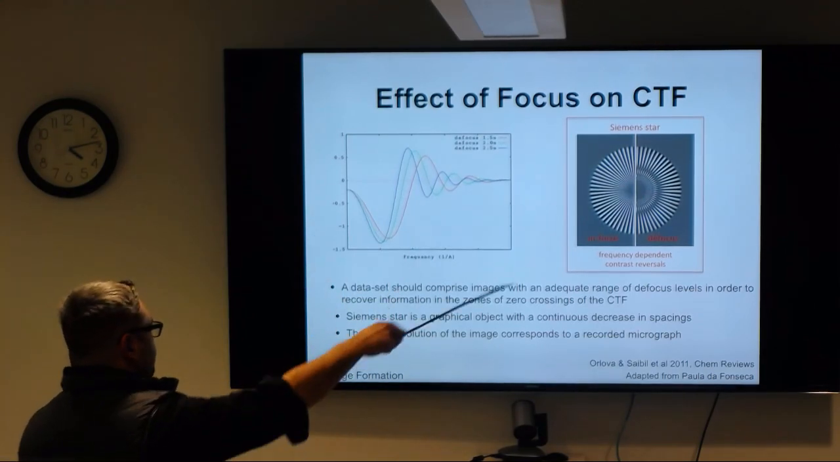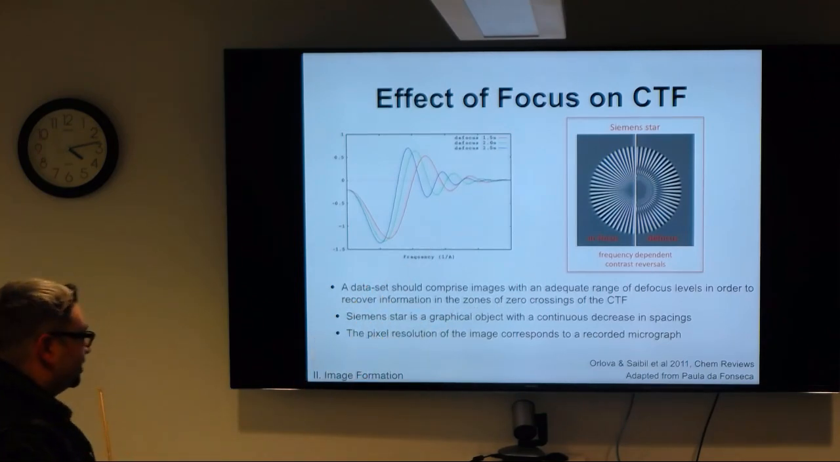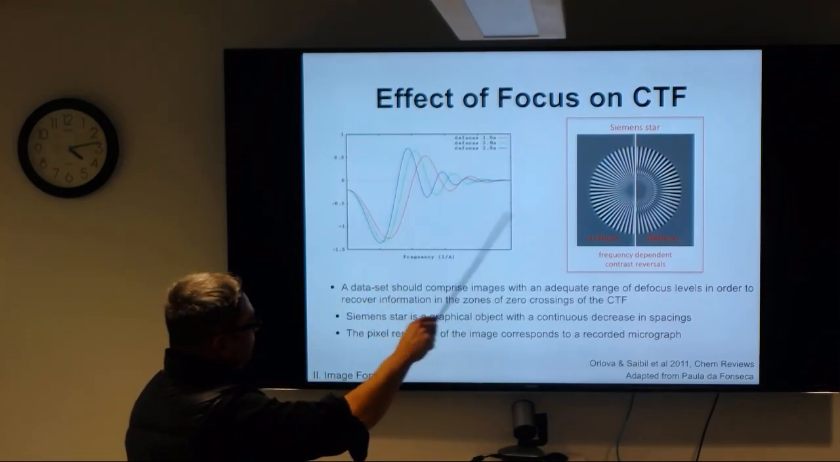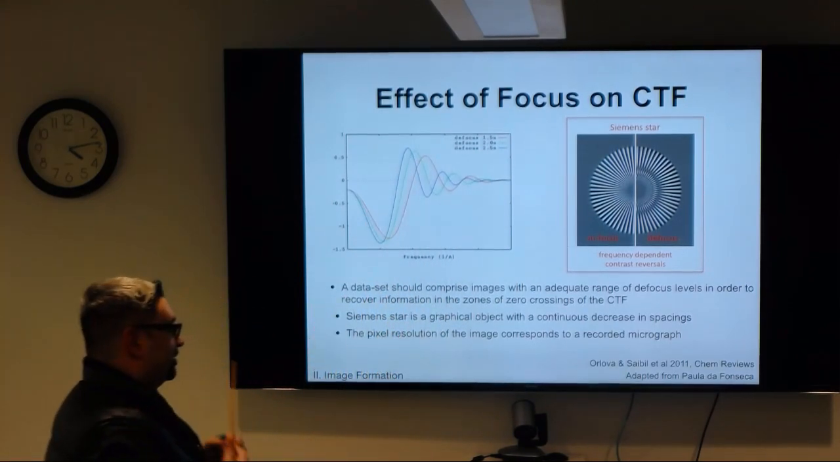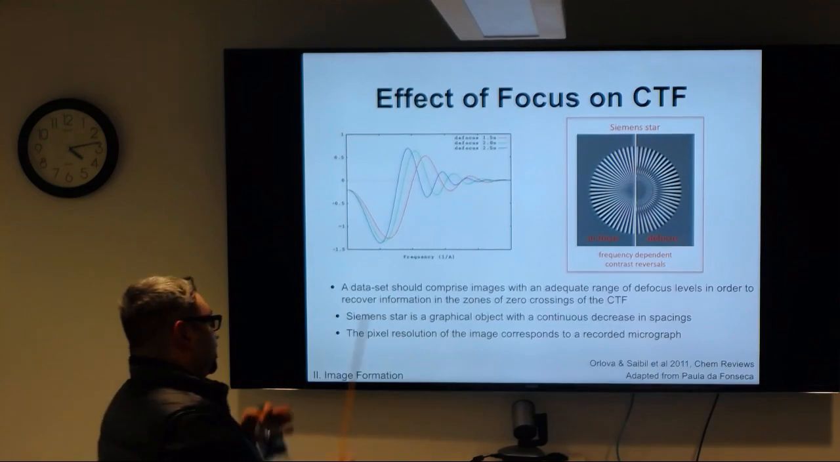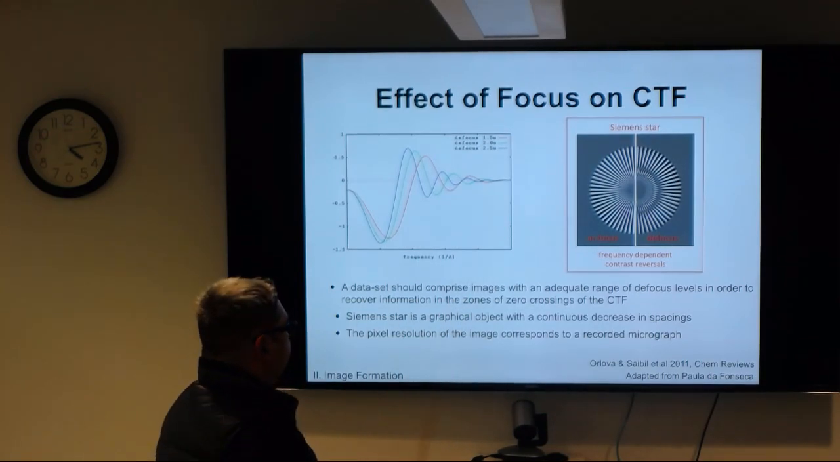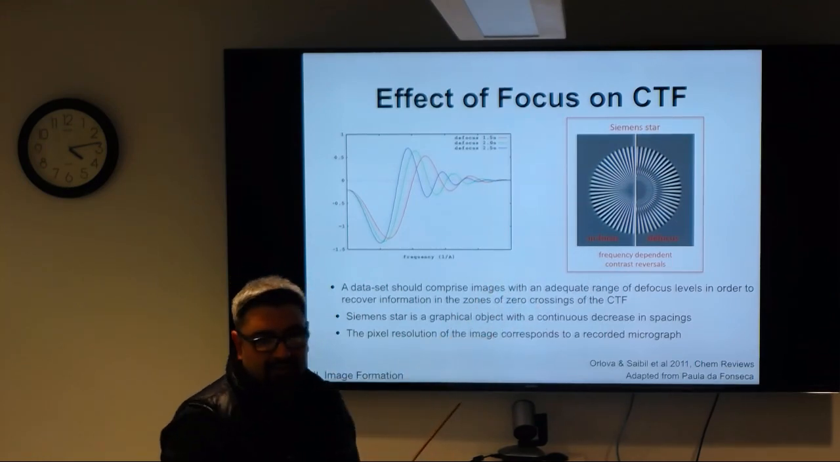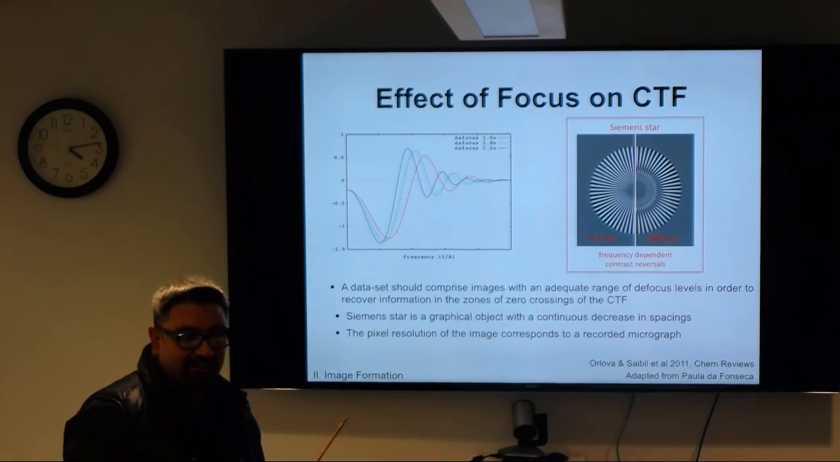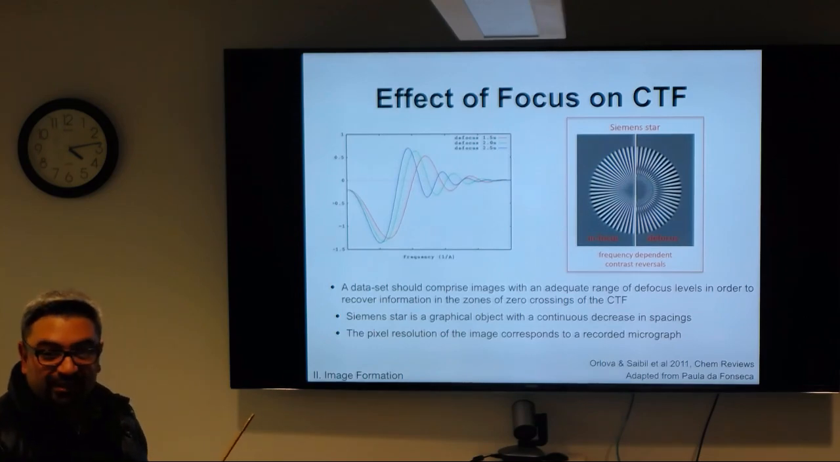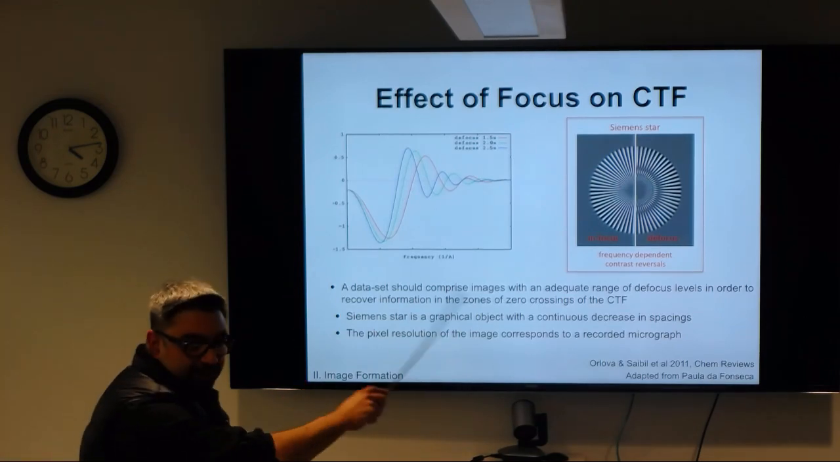This Siemens star is a graphical object with a continuous decrease in the spacings. This is just to show you an example of the difference between in focus and defocus. Again, the point I want to hit home is that we use defocus, and we want a range.